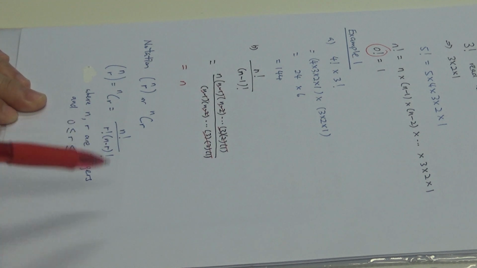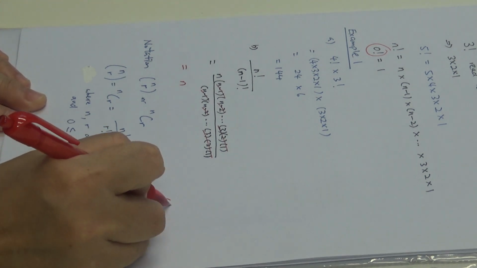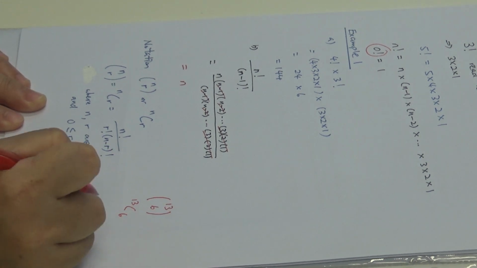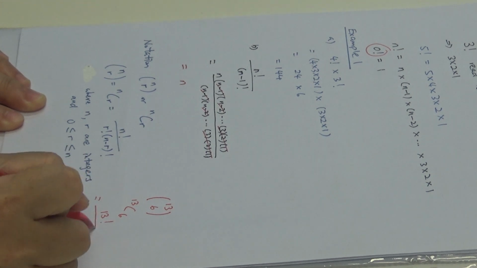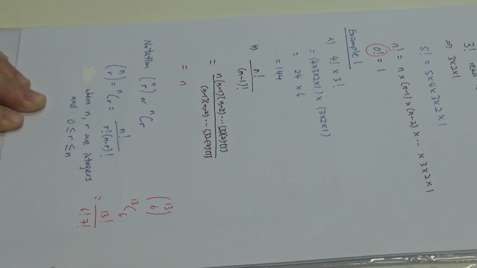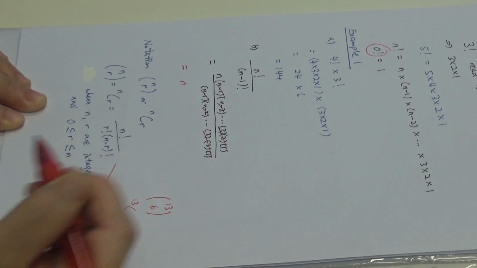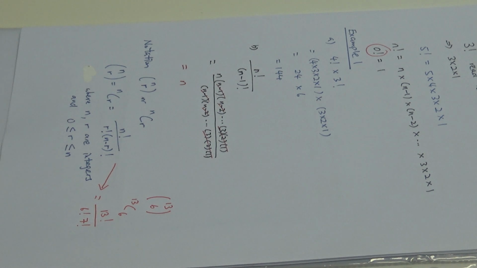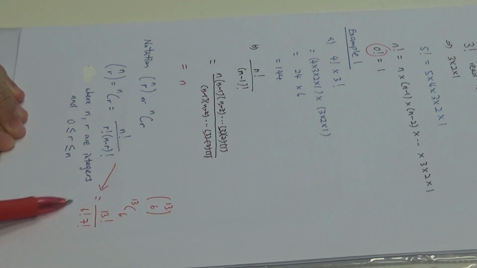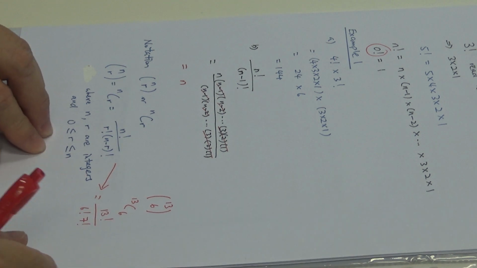So what does this mean? How do we apply it? For example, if I have 13 choose 6, this will mean 13 factorial over 6 factorial times 13 minus 6, which is 7, so 7 factorial. This is how we do it numerically. So it's 13 factorial over 6 factorial, 7 factorial. This is the meaning of the factorial and n choose r, and that will be your notation for n choose r.